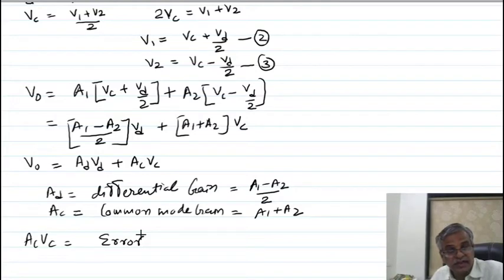See, this much error is produced in the output. Actually you want to get only this much term at the output. Only the difference of the input signals should appear. But in practice the output due to the common mode signal is also added here. I think you understand. Now we want to reduce this error.